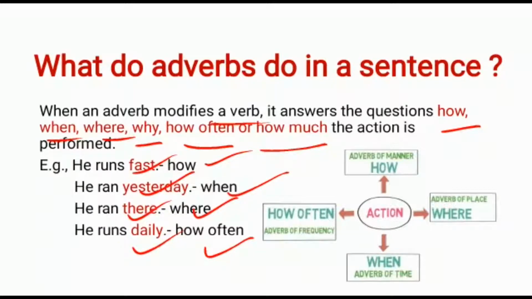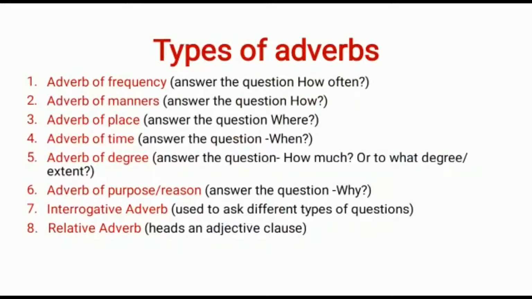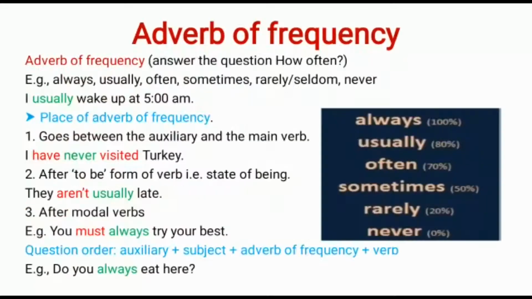And on the basis of this, we divide our adverbs into 8 different categories. So here is the list of types of adverbs. First is adverb of frequency, then we have adverb of manner, adverb of place, adverb of time, adverb of degree, adverb of purpose or reason, then we have interrogative adverbs, and at the end we have relative adverbs. Now we need to understand them in detail.